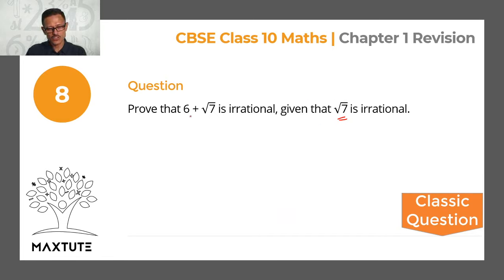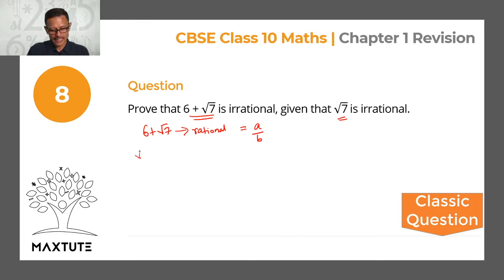We'll start by assuming the contrary. We'll say that 6 plus root 7 is rational. We have said in the first part that p by q is not the form in which an irrational number can be written. A rational number is something that can be written in the form p by q. So we'll write it as a by b. They are saying prove it is irrational, we are assuming the contrary. So if 6 plus root 7 is rational, it can be expressed as a by b, where a and b are co-prime integers and b is not equal to 0.